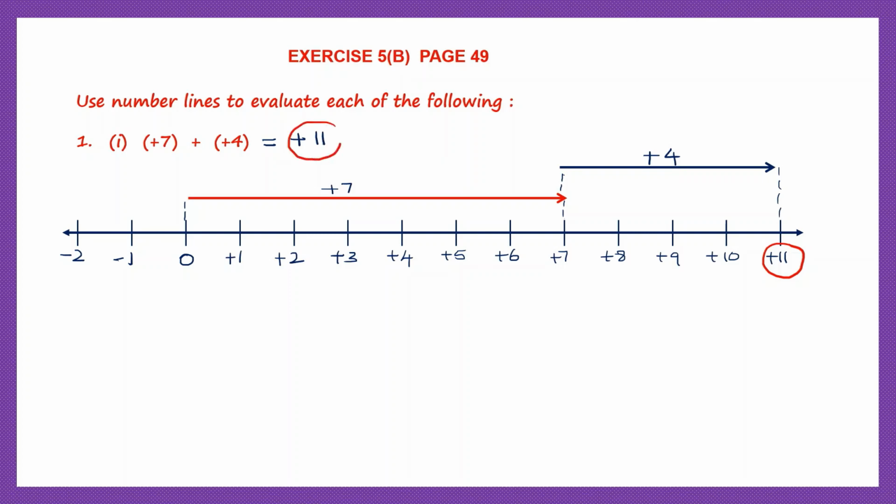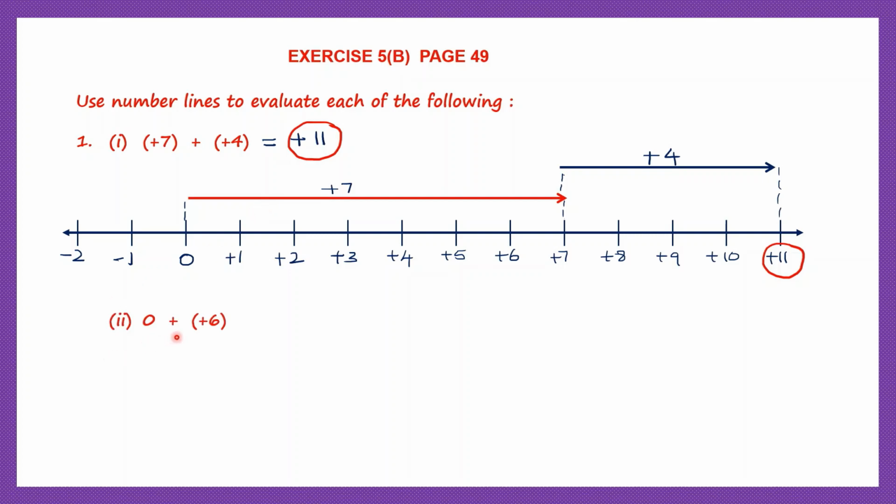So what did we see here? What did we notice? When we add two integers with the same sign, when signs are the same, put the same sign and add the numbers. 7 plus 4 is 11. That is the rule you must follow. When signs are the same for addition, put the same sign and add. So that's what we did here. Okay, let's go on to the next one.